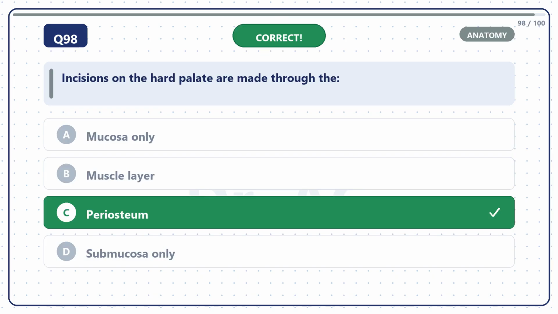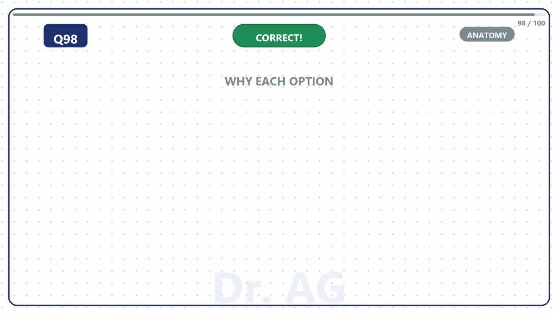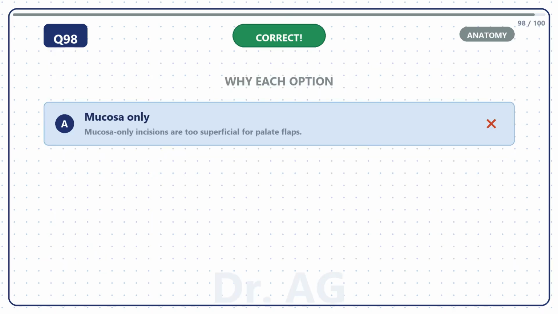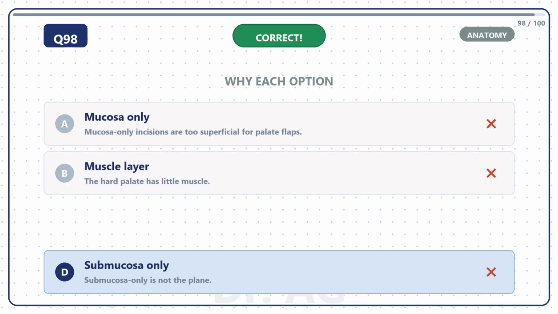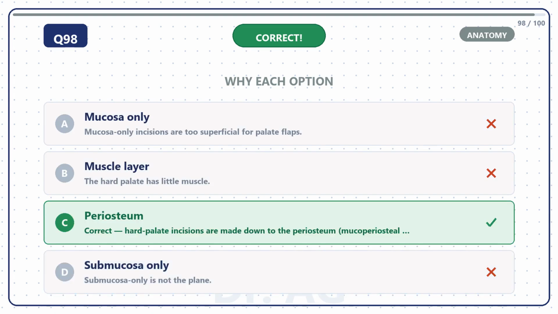The correct answer is option C, periosteum. Let's go through the options. Mucosa only incisions are too superficial for palate flaps. Muscle layer. The hard palate has little muscle. Submucosa only is not the plane. And the correct answer is periosteum. Correct, hard palate incisions are made down to the periosteum, mucoperiosteal flap. So, the right answer is option C.